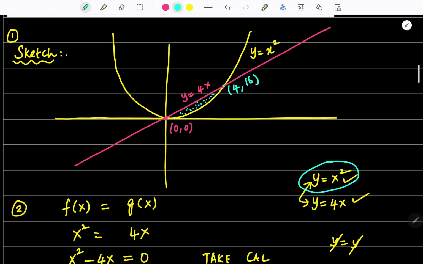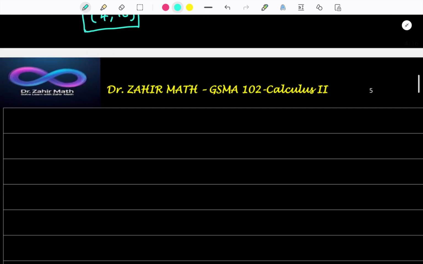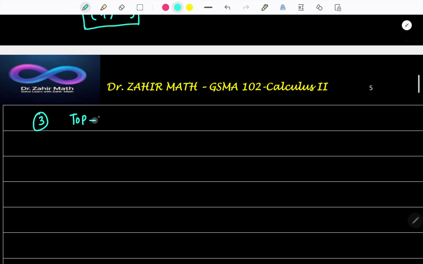Now we are going to step number 3. What is it? Top minus bottom. Okay. What is the top one? Top one is a line. Can you see that? This is the top, right? And which was the bottom? This is the bottom. Okay, right. So the top is this line which is 4x, right? And what is the bottom? The bottom is, the equation is what? y equals x square, which is x square. So 4x minus x square. So simple, right? So step number 3 is top minus bottom. So top minus bottom is equal to 4x minus x square.